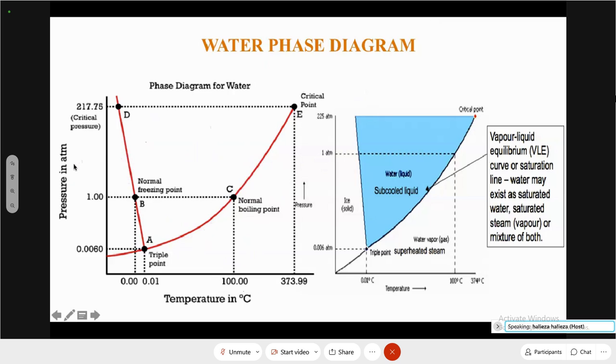Okay, you guys have looked at this before, have you? The phase diagram. Anybody? Have you looked at this before? Yes, yes, doctor. Yeah, okay.